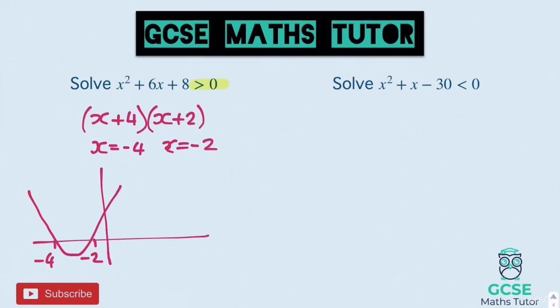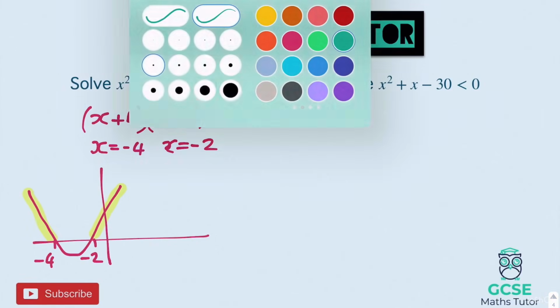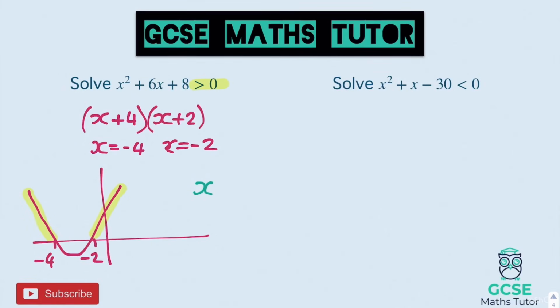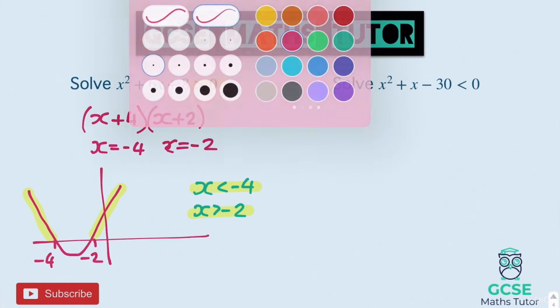Now we are looking at when it's bigger than 0, so that's these two parts of the curve above the x-axis, and our solutions for that would be x has got to be less than the smaller value, which is minus 4, and x has got to be bigger than the higher value there, which is minus 2. And there are our answers for this question. x has got to be less than minus 4 and x has got to be bigger than minus 2. Moving on to the next one.